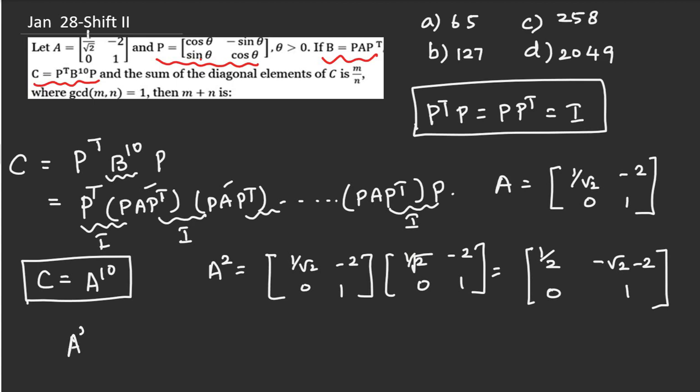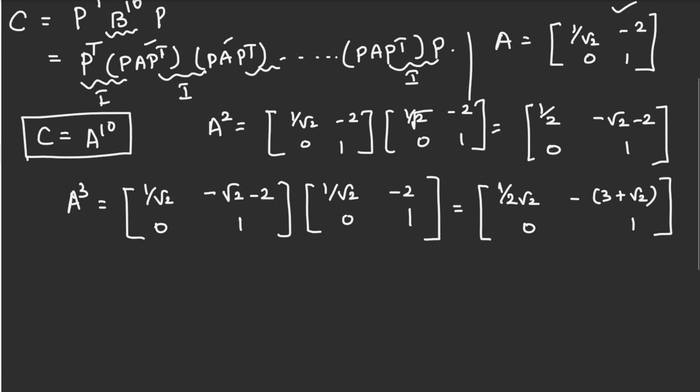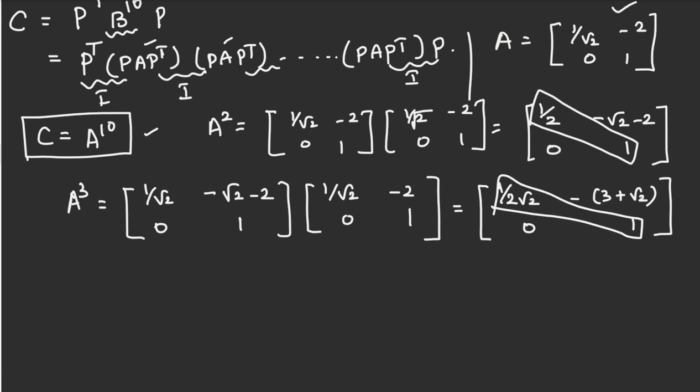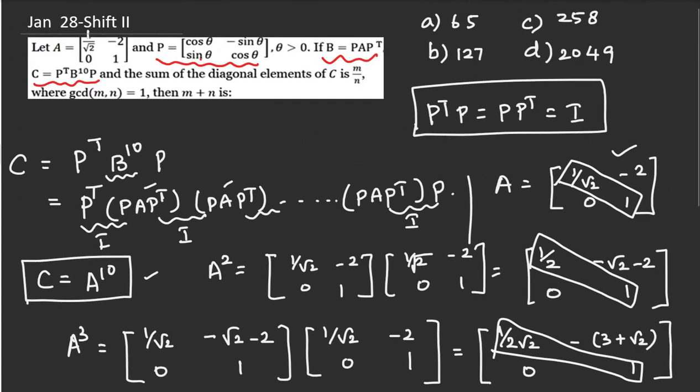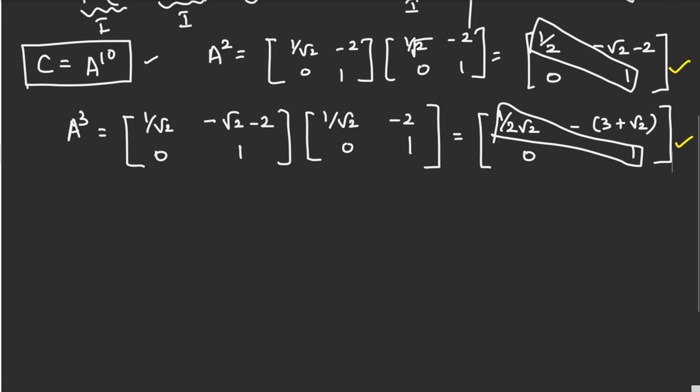We find what is A cube. All these elements. So comparing, we know that C is equal to A power 10. So see the elements of the diagonal here. We want the sum of the diagonal elements. The question is the sum of the diagonals. So here that is A, so 1 by root 2 plus 1. A square is 1 by 2 plus 1. A cube is 1 by, sum of the diagonal is 1 by 2 root 2 plus 1, and so on.